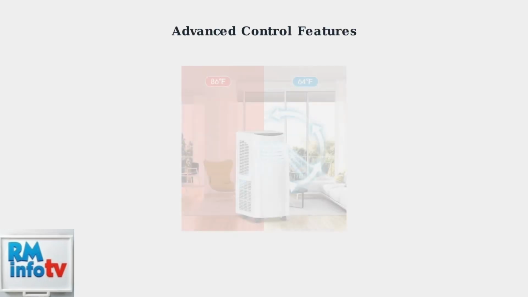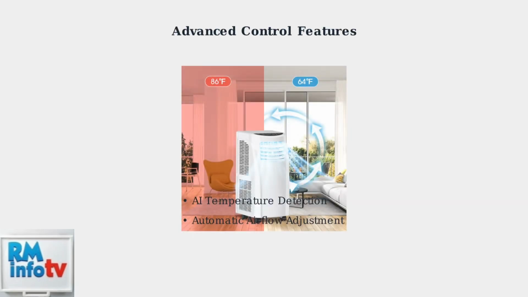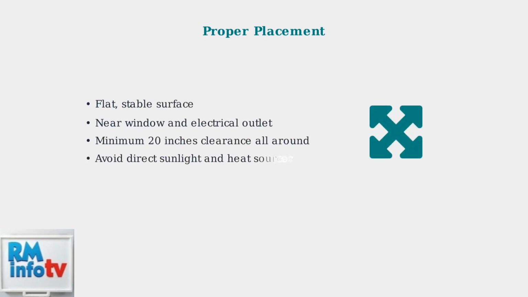Advanced models include AI-powered features that automatically detect room conditions and adjust settings accordingly. These systems learn your preferences over time, optimizing both comfort and energy efficiency without manual intervention. For optimal performance, proper placement of your LG portable air conditioner is essential.